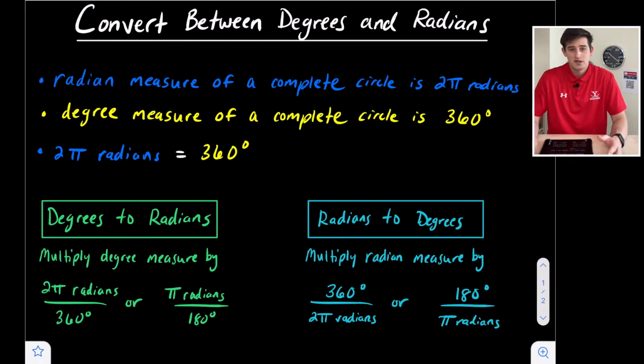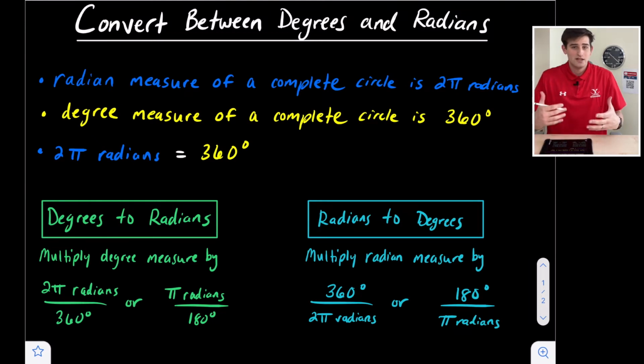So in degrees, we talk about, oh, it's 90 degrees or 270 degrees. And we know that the entire circle would be 360 degrees, okay? So at the top of the screen, we see right here that the radian measure of a complete circle is 2 pi radians. And we just said the degree measure of a complete circle is 360 degrees. So that tells us that 2 pi radians is equal to 360 degrees.